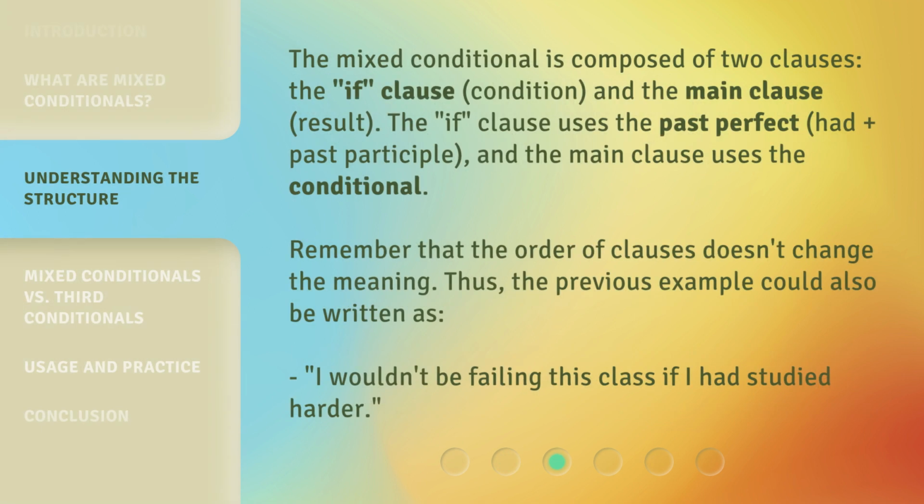The mixed conditional is composed of two clauses: the if clause, the condition, and the main clause, the result. The if clause uses the past perfect, had plus past participle, and the main clause uses the conditional. Remember that the order of clauses doesn't change the meaning. Thus, the previous example could also be written as, I wouldn't be failing this class if I had studied harder.